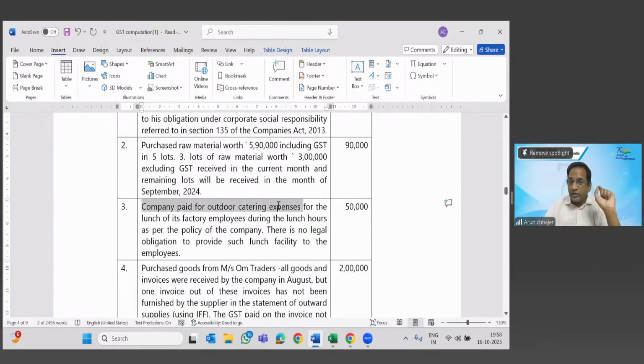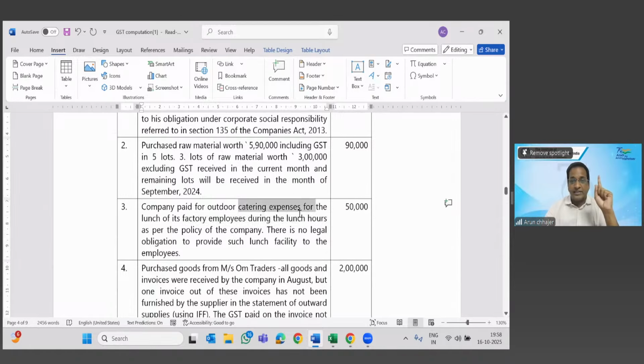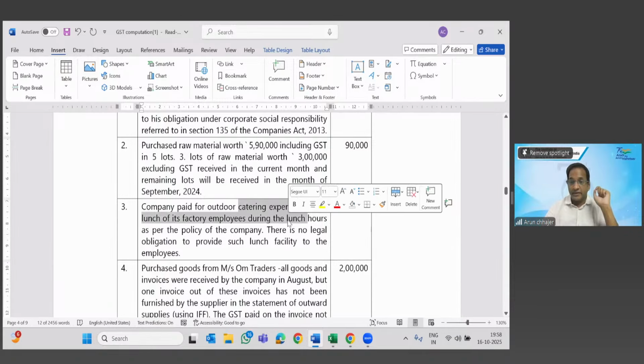Outdoor catering expenditure for the factory's employees during the lunch hours. Will the ITC be allowed? Catering expenditure for the factory labor, employees. Will the ITC be allowed? Give me the reason. Why is the ITC not allowed?